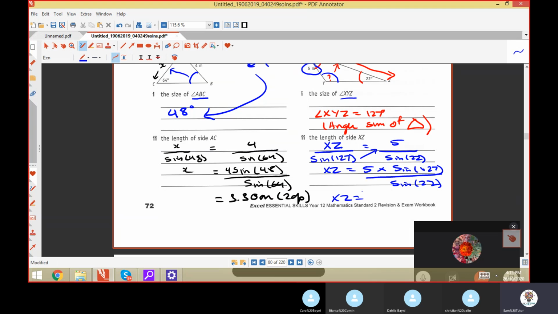127, sine 22. 10.659, which is approximately 10.66 meters (2dp).